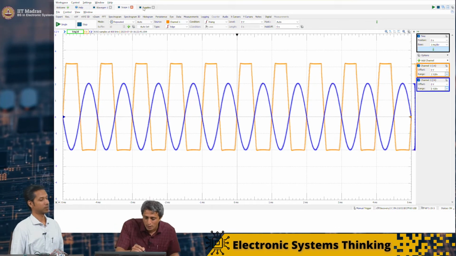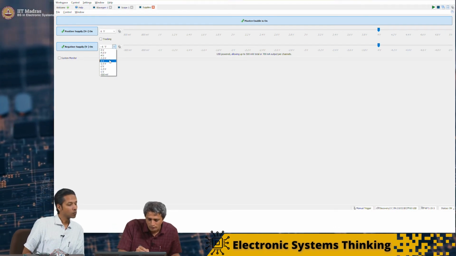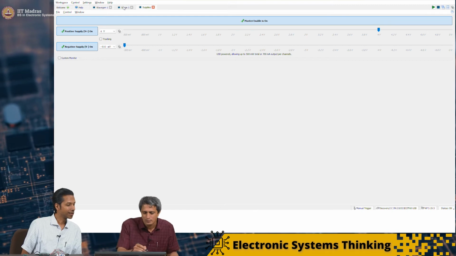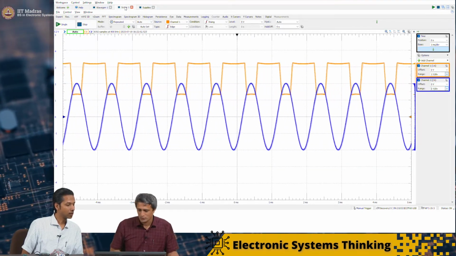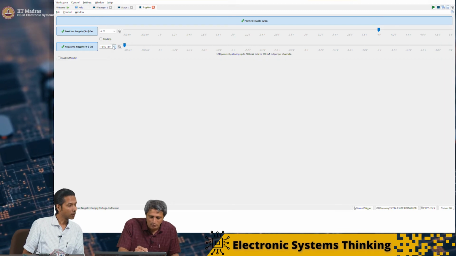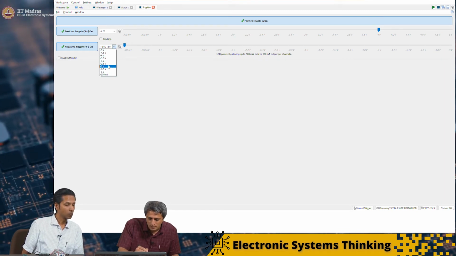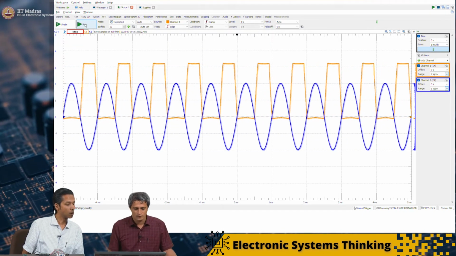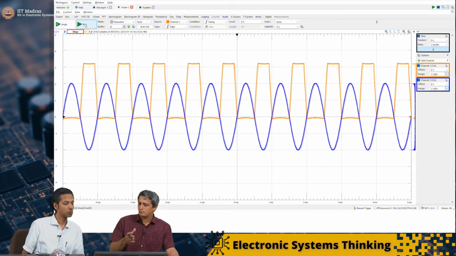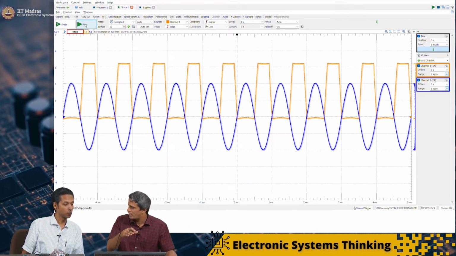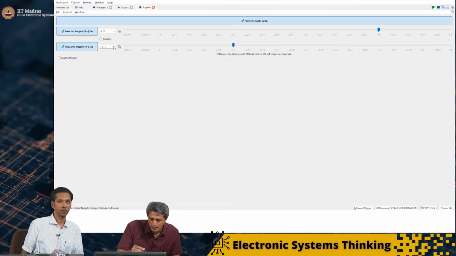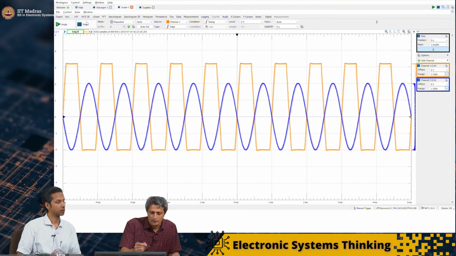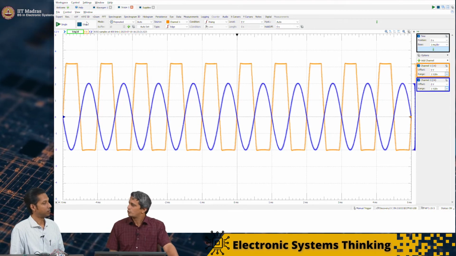Let's try one more thing. What if I make only the negative 0 or minus 500 millivolt? This is too asymmetric. So what if I make it minus 2 volts? There seems to be some clipping happening on the negative side, while the positive side is going up. So I will take this back symmetrically to minus 4 volt and then run it.